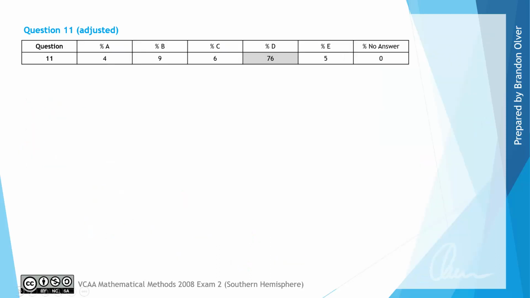From the examiner's report, we can see that this question was reasonably well done, with 76% of students getting the correct answer.